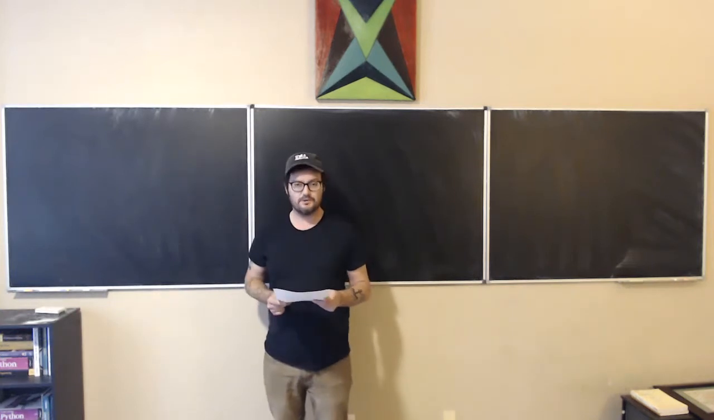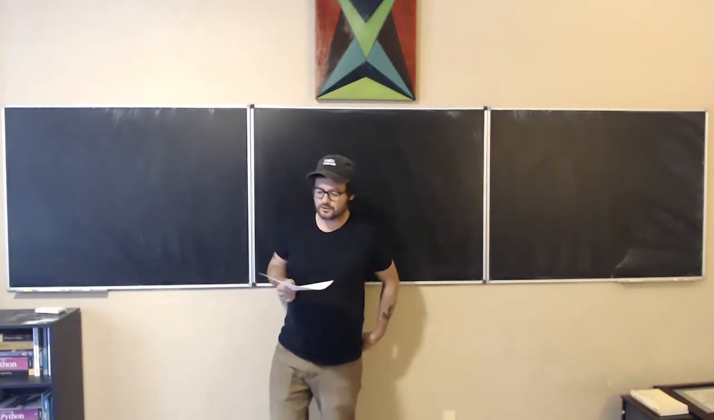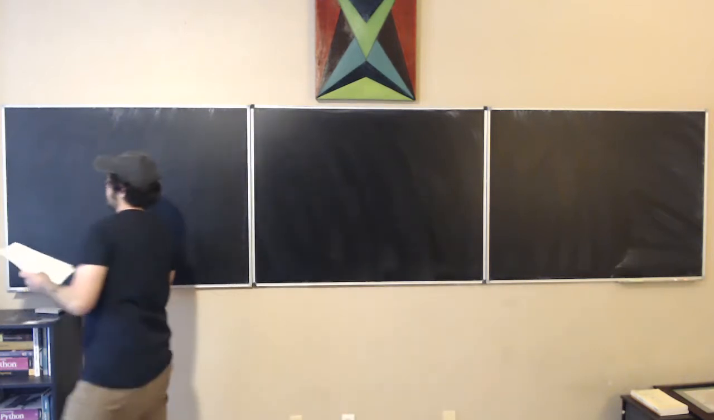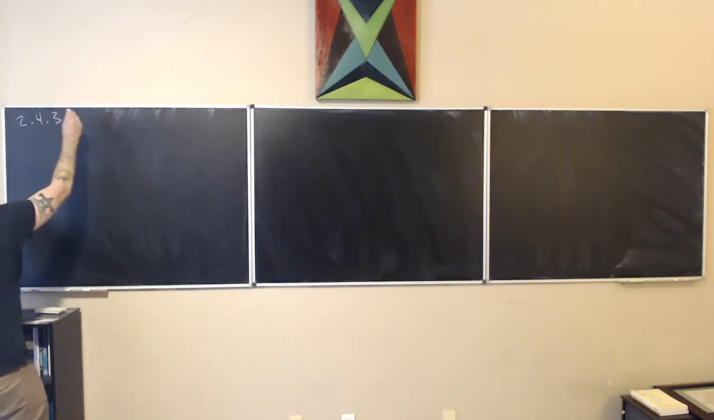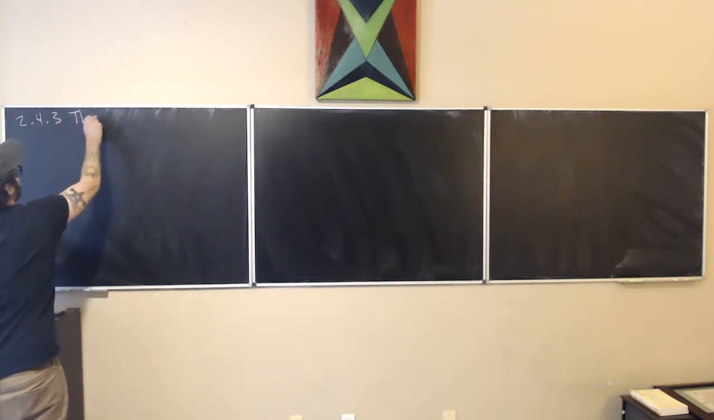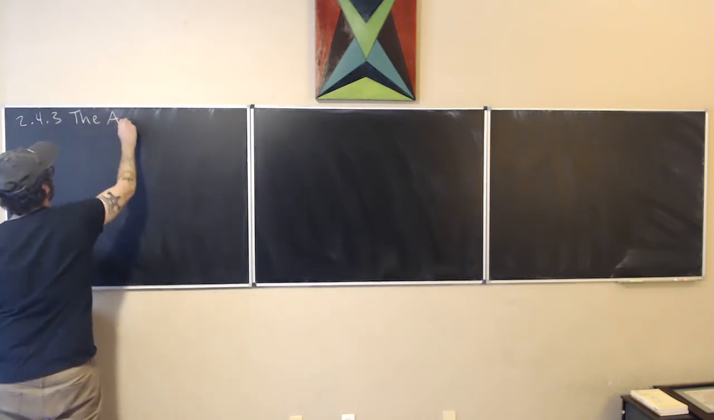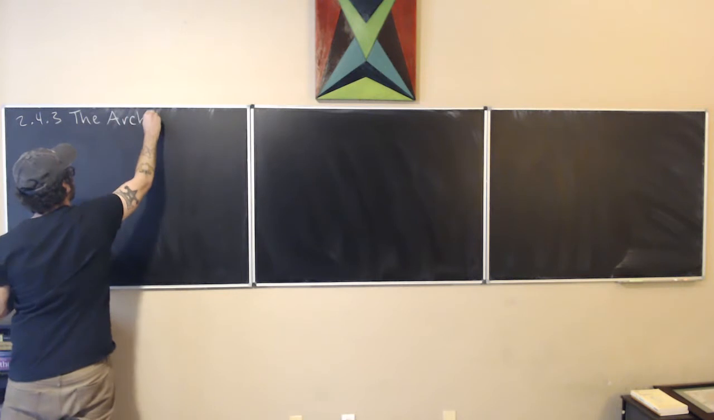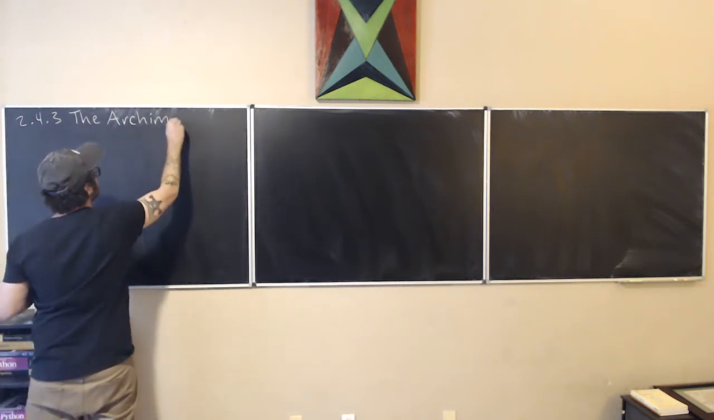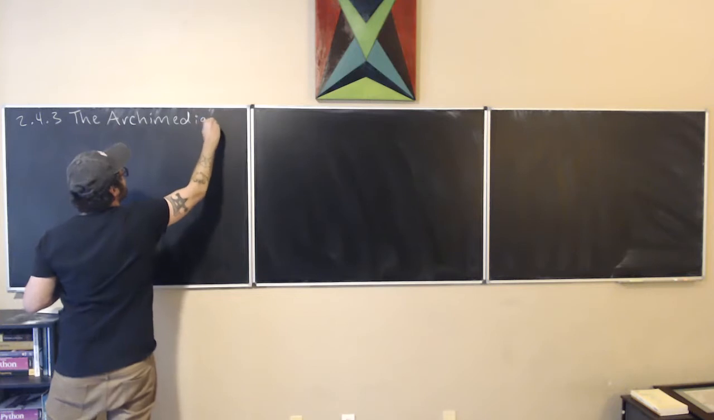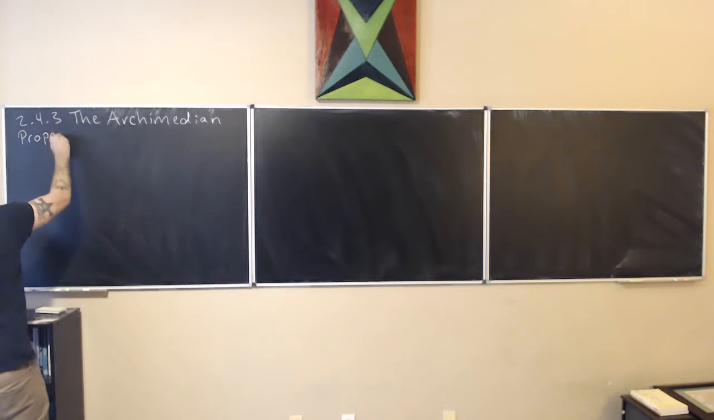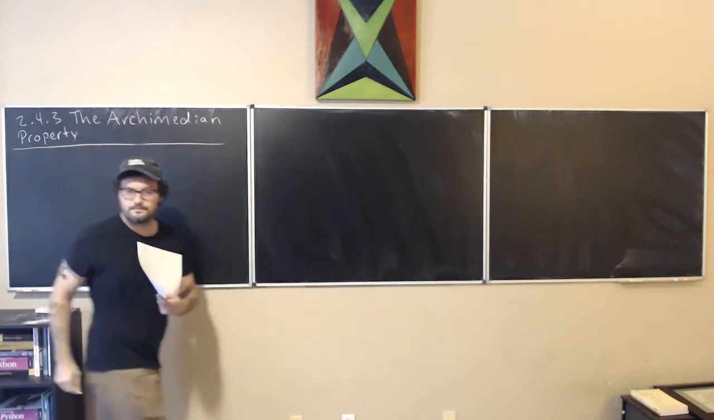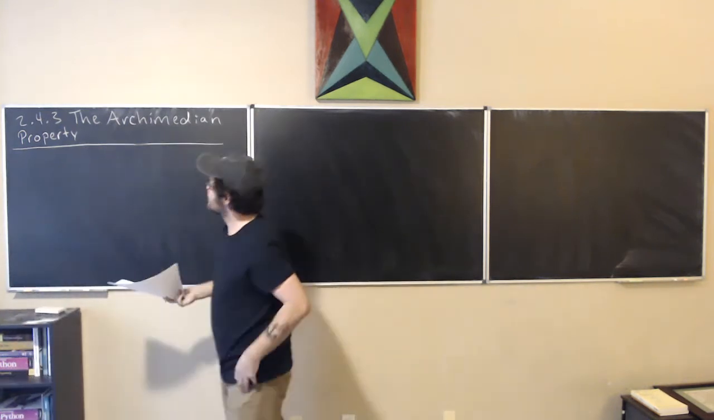So today we will be talking about the Archimedean property. So this is 2.4.3 and all the Archimedean property. Okay, so what does this property state?